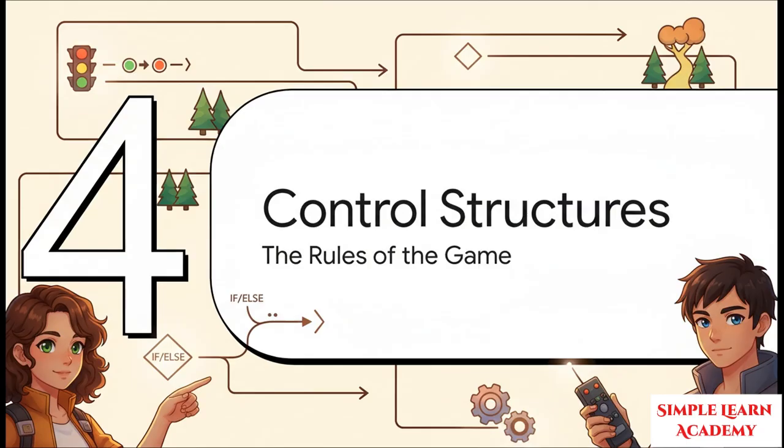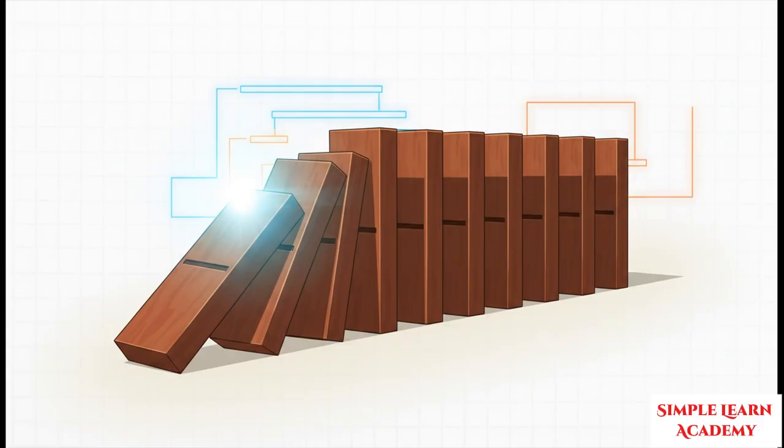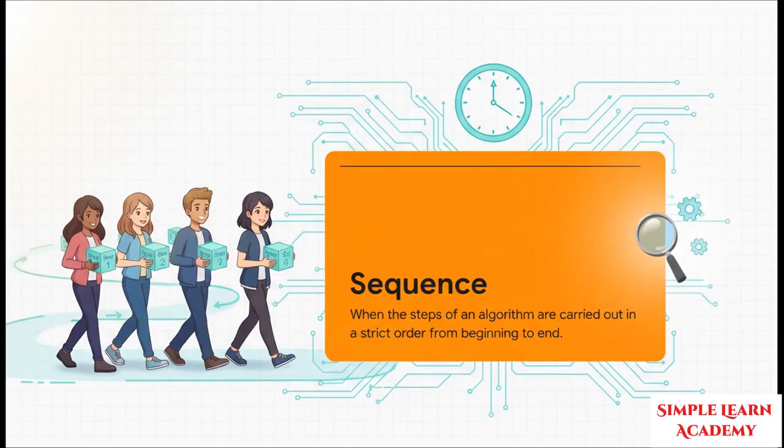So we have our steps, our algorithm, but how does the computer know which order to do them in, or when to make a choice, or when to repeat something? Well, that's where something called control structures come in. Think of them as the traffic rules for your program. The first one is called sequence. This is the most basic one, and it's exactly what it sounds like.